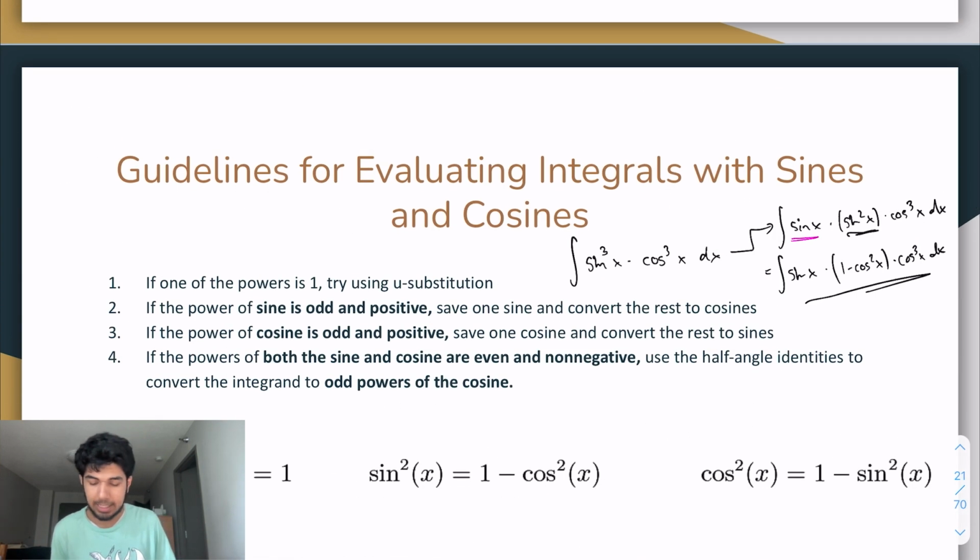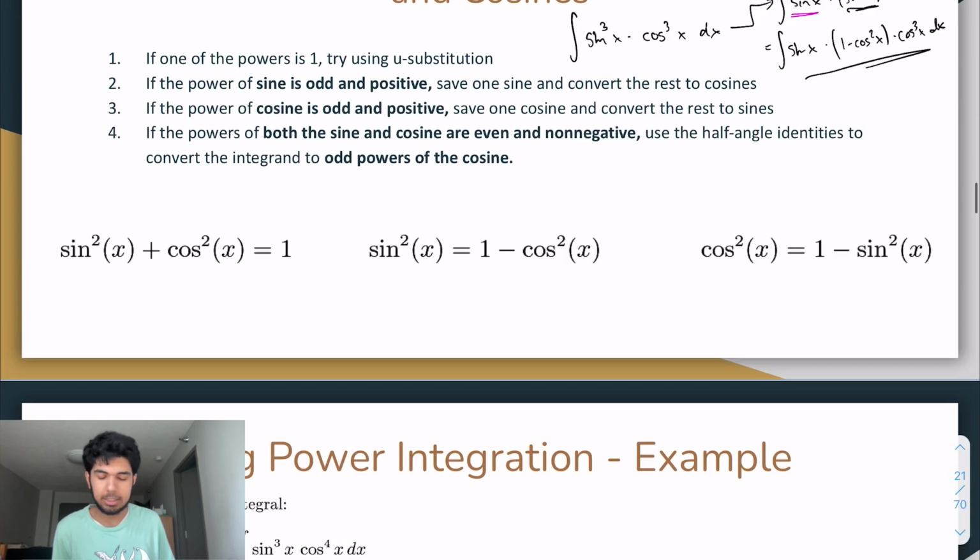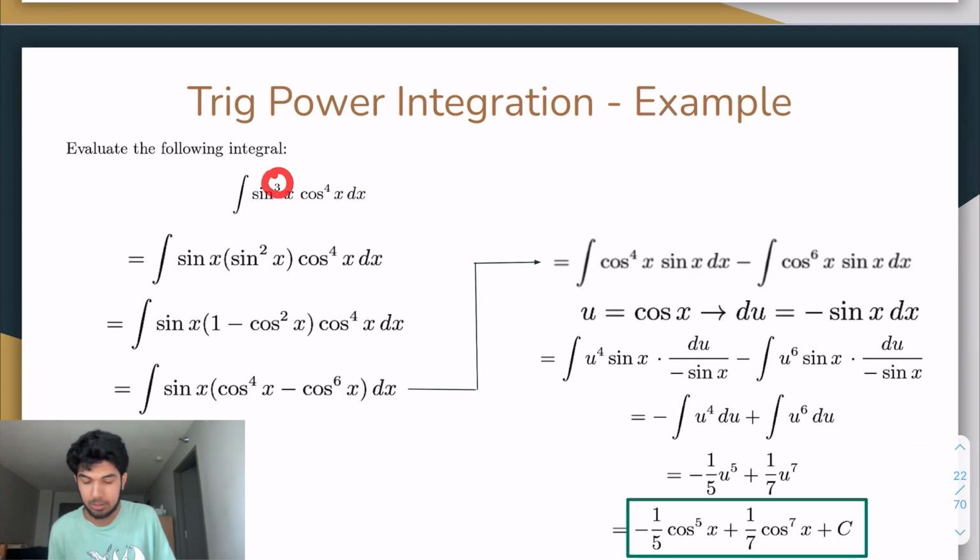If the power of sine is odd and positive, save one sine and convert the rest to cosines. Well, the power being 3 is odd and it is positive, so we'll follow that guideline. And just like I showed above, we will save this sine of x. So we'll make sine cubed of x, sine x times sine squared of x. Since we're saving that sine of x, it's going to remain, but we're going to convert the rest of the sines to cosines using that identity.